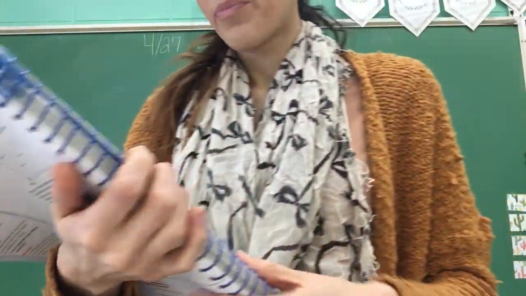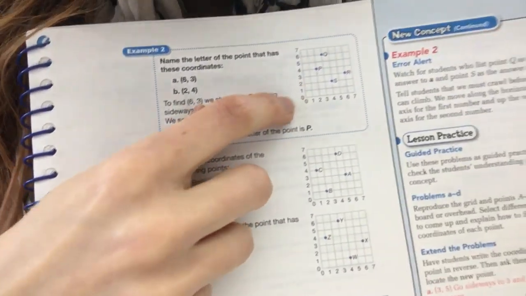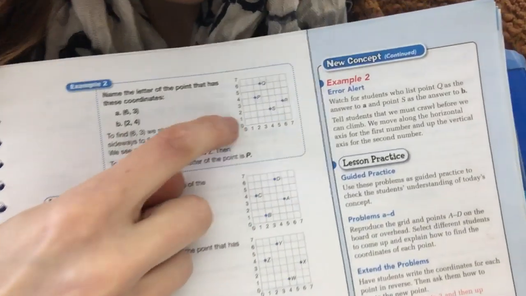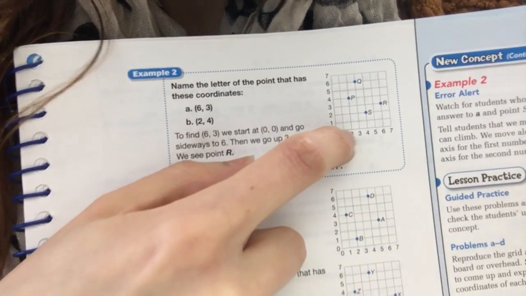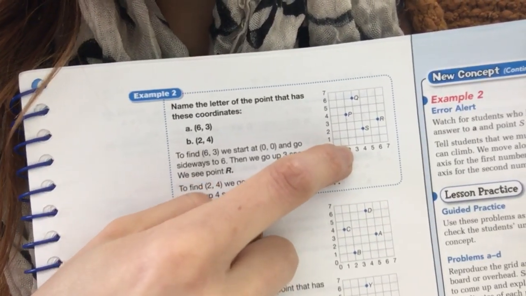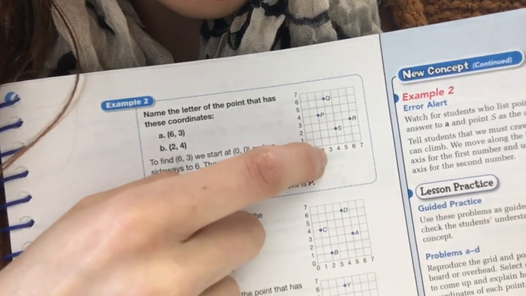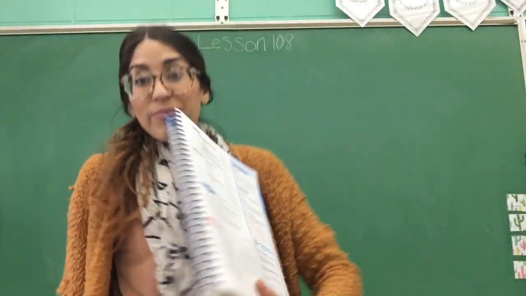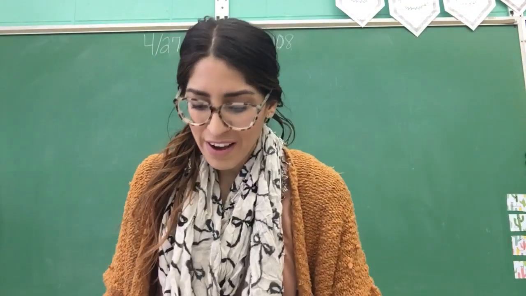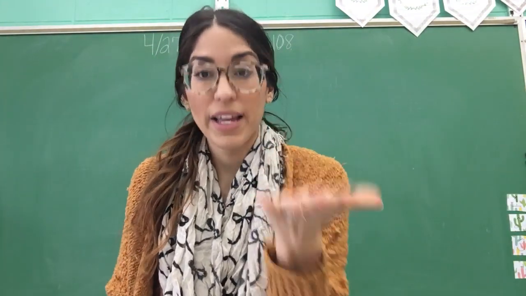Now, how about for B? 2, 4. So 2, we would move over to the right. Okay. Where? Oh, right here. We're right here. Okay. Move over to the right 2 times. 1, 2. And then we move up how many times? 4. Very good. 1, 2, 3, 4. And so our point is P. Very good. Okay. So we have the point P would be our answer to find those coordinates.